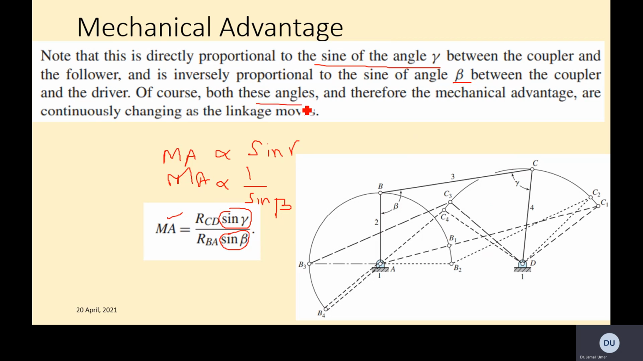Of course, both these angles and therefore the mechanical advantage are continuously changing as the links move. This is an interesting thing here. When it is moving, the angles beta and gamma both change continuously. So the mechanical advantage is a variable, changing with the sine of gamma directly and the sine of beta inversely.